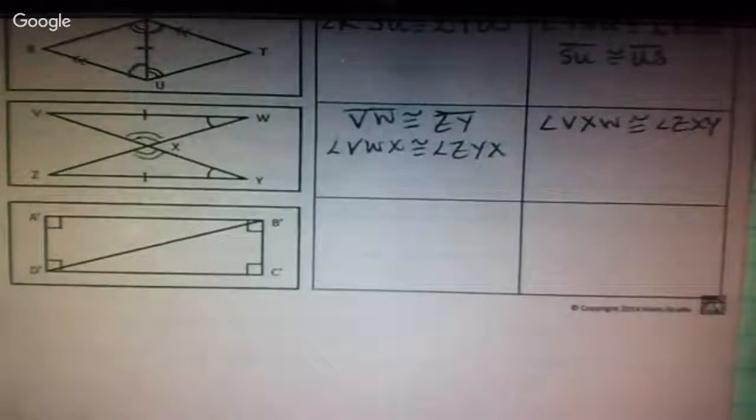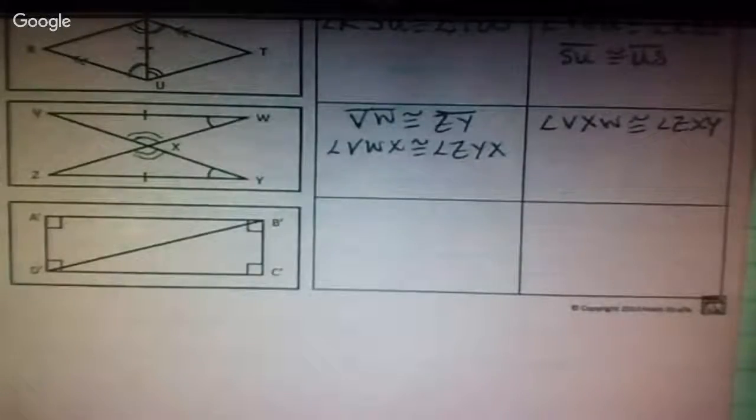Okay. Take a look at the last one. You could do that as an HL. Okay, we can definitely do this one as an HL. Or I could do this one as side angle side.